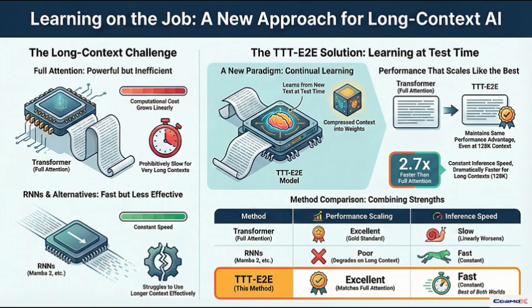If TTT-E2E is already showing an advantage over full attention on those early tokens, before the test time training has even really kicked in, what does that say about the power of meta-learning for just model initialization, about just learning to learn? It suggests that initial training gives the model a fundamentally better starting point. That it might have an edge even when it's just processing short sequences. Something to chew on.